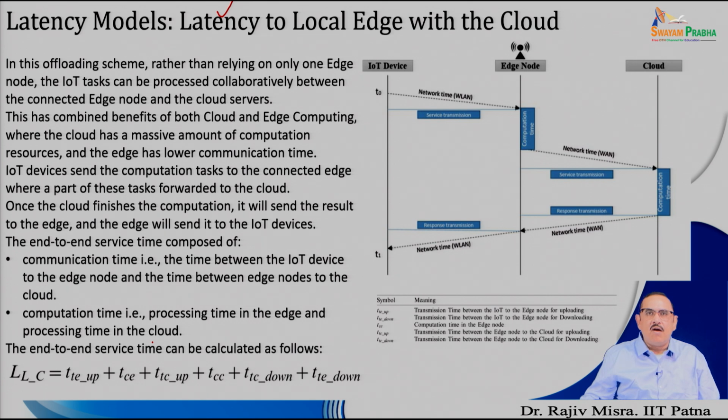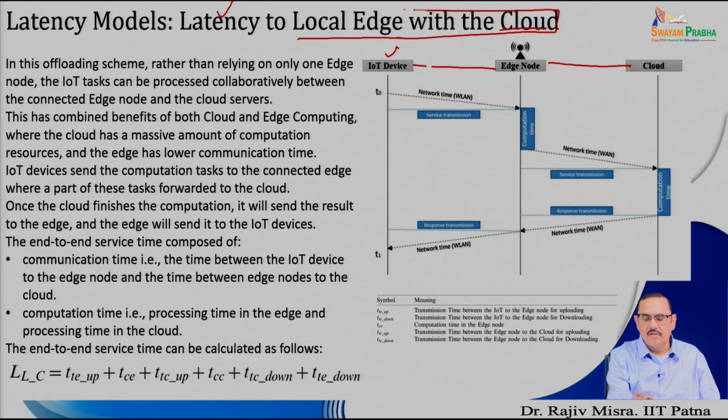Now, let us change the model here. Other than the local edge, you have the cloud also. So, let us see that you have an IoT device which is directly connected to the edge node, and the edge node is connected to the cloud. So, this is called local edge with the cloud. If you also include the cloud here, let us understand the latency model and what latency sensitive applications can be supported under this particular latency model.